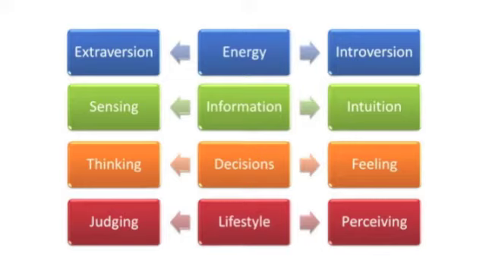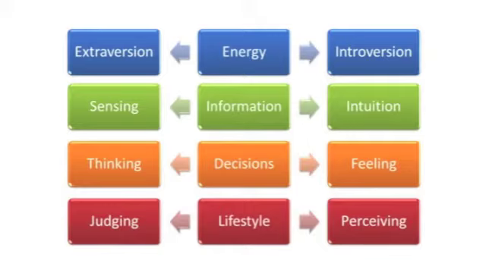The last dichotomy is judging versus perceiving. And this has to do with how you structure your world, how you approach your life. Okay, so those who score higher on judging, who receive a J, are structured, like organization, enjoy being decisive, and like to follow through with plans.